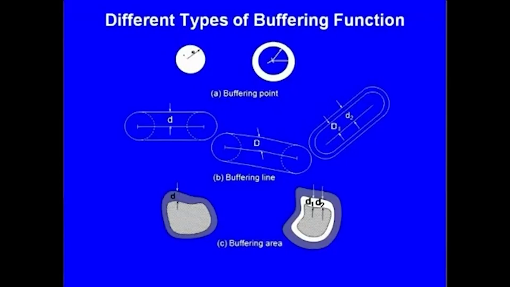Similarly, the buffering action can be carried out over an area in order to identify again an influence zone. In this particular case, the area could be irregular in nature, as it may have been seen that in point buffering the area under influence is a circle, but in this case it could be an irregular polygon.